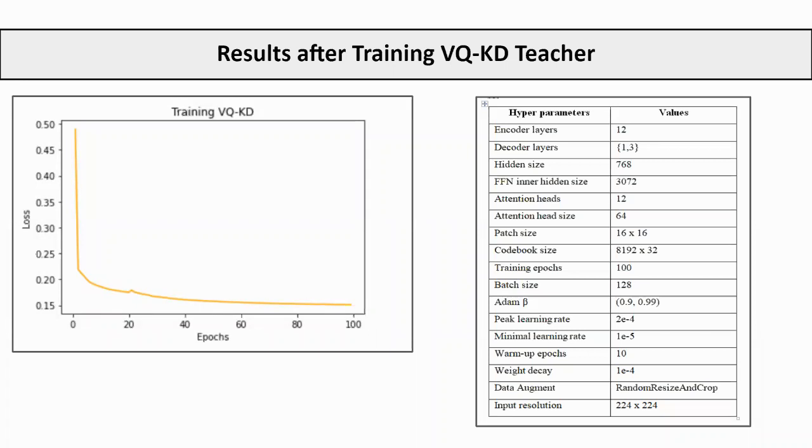As you can see, the reconstruction loss value kept on decreasing with respect to the increase in number of epochs, and in the end it landed up to 0.15. Here are some of the hyperparameters that you can refer to.